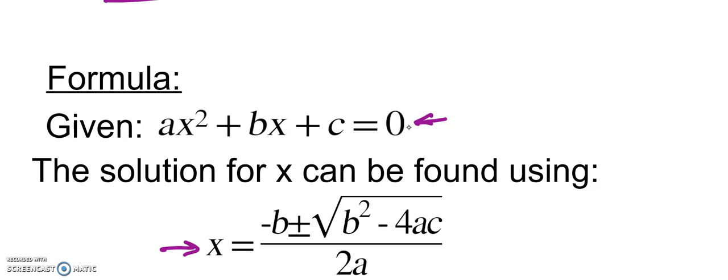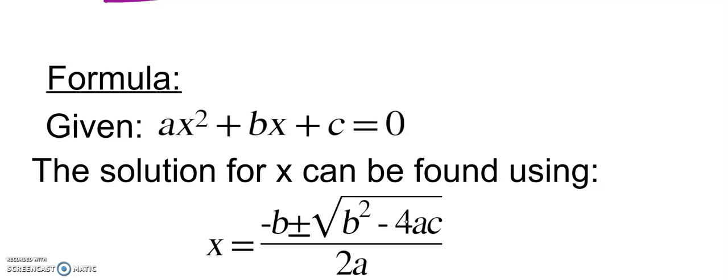And it basically says x equals negative b plus or minus the square root of b squared minus 4ac, all over 2a, where b is the number in front of x, a is your leading coefficient in front of x squared, and c is your constant. Okay? So that is the quadratic formula, and it's used to solve for x in a quadratic.